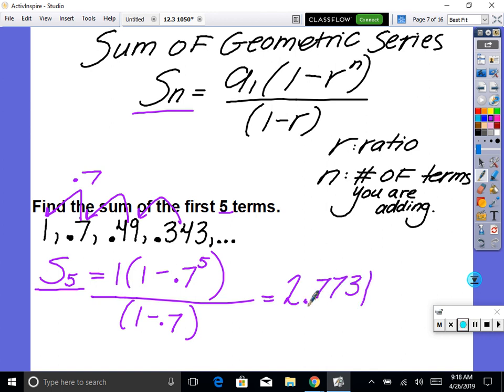You should get 2.7731. Now, fun fact for you, for sums, it is always appropriate to write down a decimal. You never have to write down a fraction for a sum. So, did you all get that? This adds up to be 2.7731.